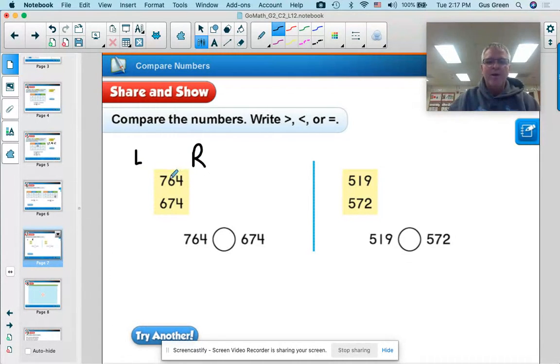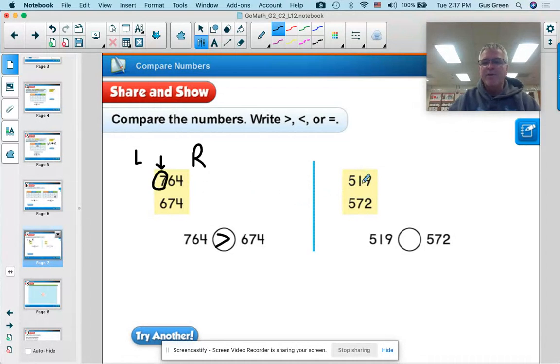So let's compare 764 with 674. Start in the hundreds, and 7 is greater than 6. So 764 is greater than 674. If you get an answer in the hundreds, you don't have to go to the other place values.